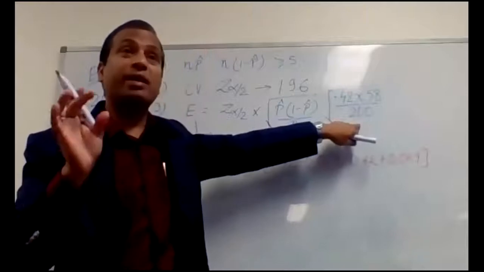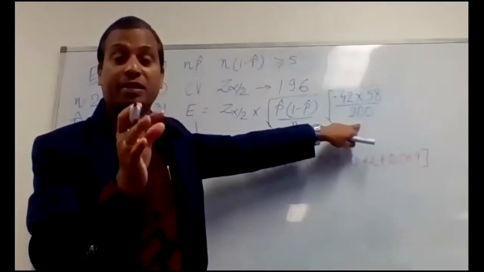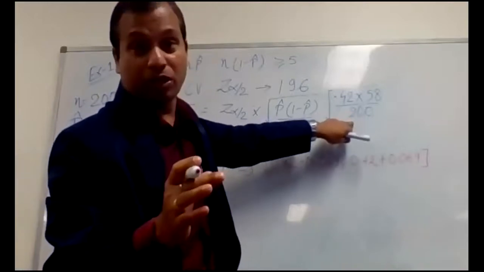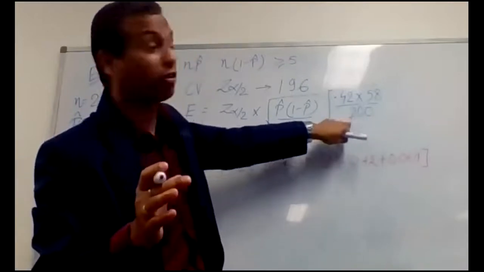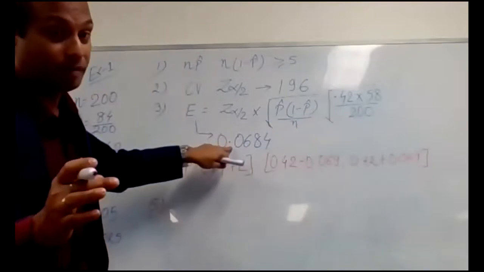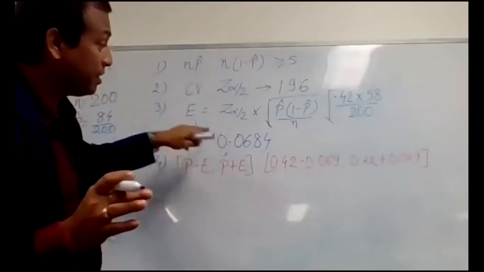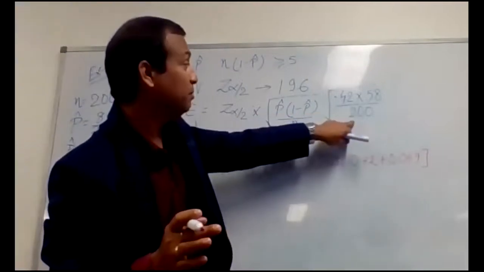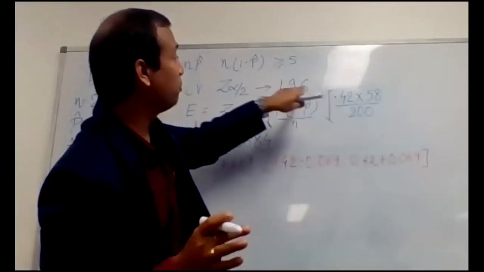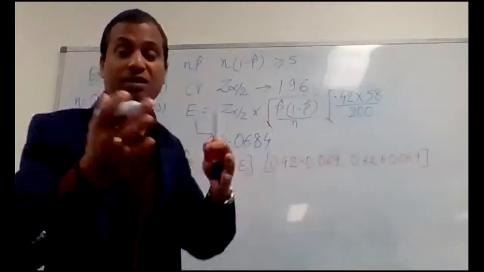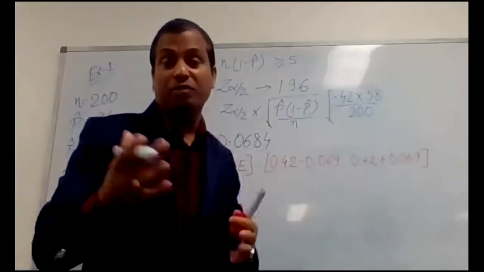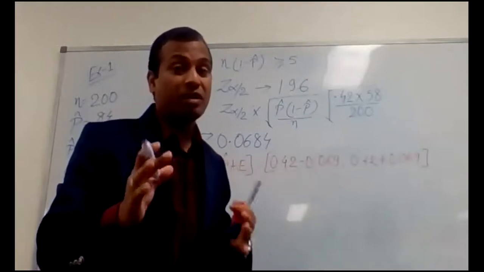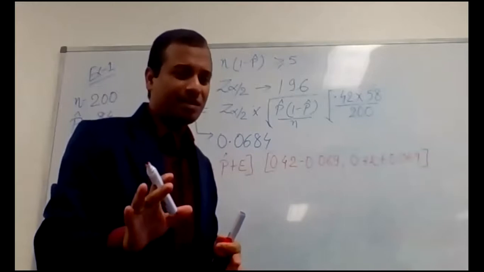Why is your answer sometimes deviating by 1% or 1.5% or 2%? The reason is you already did a kind of round off here. Don't round off, because only the final answer has to be rounded off. If the margin of error is the final answer you are supposed to get, don't round off here, because if you round off here and then multiply with 1.96, the chances are there will be a difference between my answer and your answer. This is very important. Does that make sense?